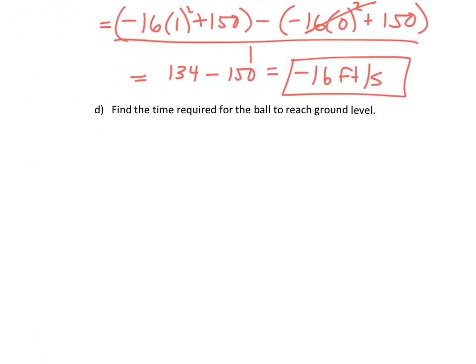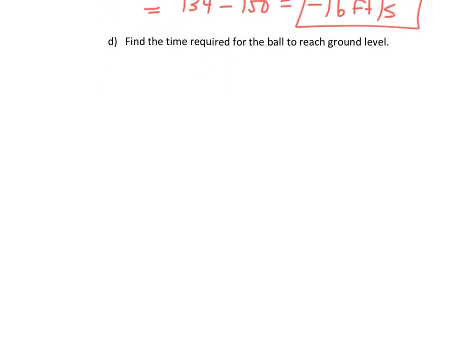Now the next part of the problem says, find the time required for the ball to reach ground level. When the ball reaches ground level, you have to keep in mind, it started 150 feet above the ground. So by the time that ball comes all the way down from the top to the ground, it has actually traveled 150 feet, and now my height is equal to 0 feet.